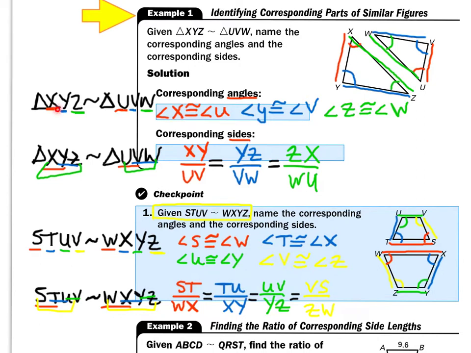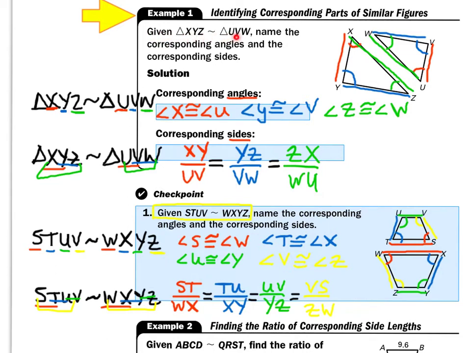Now grab your blue and mark the middle letters. So Y and V match up. So angle Y and angle V match up. So I said angle Y is congruent to angle V. Now with your green, match up the last letters, Z and W, and mark them on the drawing, Z and W. So angle Z is congruent to angle W. So we matched up all the angles.